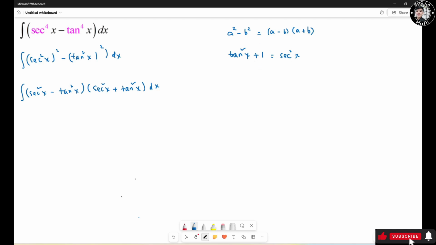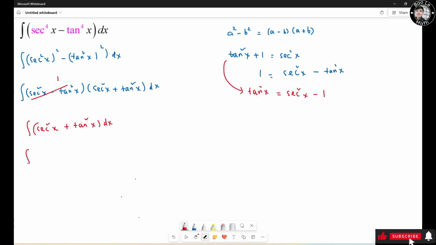Alright, so from here, I just subtract tangent square of s from both sides. So it's going to be 1 equals secant square of s minus tangent square of s, right? So this guy right here becomes 1, right? So I only have the integral of secant square of s plus tangent square of s ds, right? Now, same formula right here, I can solve for tangent square of s. It's going to be secant square of s minus 1, right? So, this guy turns out to be 2 secant square of s minus 1 ds, right?